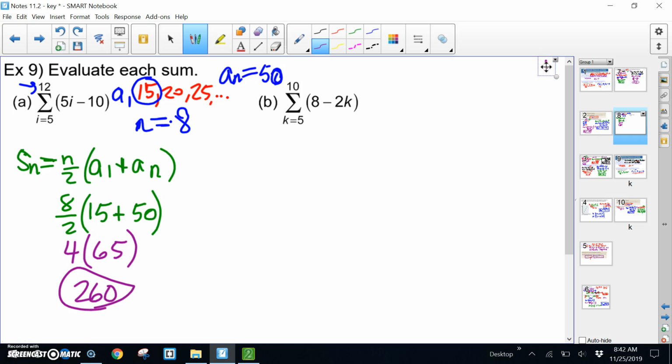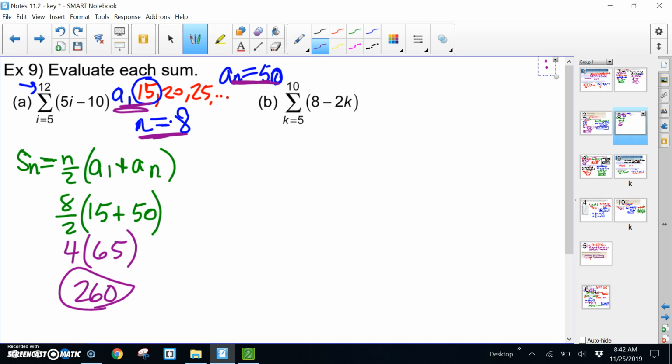So the key in one of these problems is figuring out the different things that we know. We know the n value, we know the first term, we know the nth term. Once you find those things, list them out and use that to determine which formula you want to use. All right? I wanted to use that first one. Okay? So then let's look at the second one.